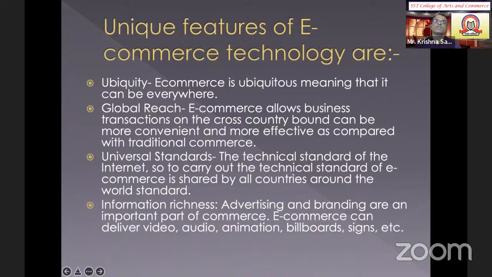The unique features of e-commerce technology: first we will see the features of e-commerce. Ubiquity. E-commerce is ubiquitous, meaning it is available everywhere. In traditional commerce, we need a shop at a proper location, and we have to go to that location. For e-commerce, that limitation is not there. Then global reach. E-commerce allows business transactions across country boundaries, which can be more convenient and more effective compared with traditional commerce. So you have a global reach if you are using e-commerce.